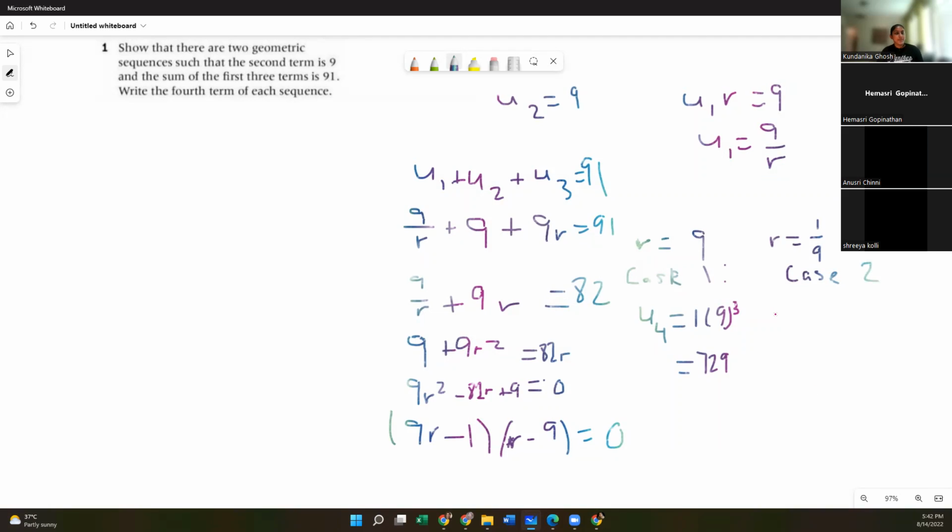Okay, for case 2, we do the same thing. So u sub 4 equals 1. Again, u sub 1 is 1, therefore, or sorry, u sub 1 is not 1 anymore in this case. U sub 1 is 9 over 1/9. So if you want to find what the value of that is, you just multiply by the reciprocal of the denominator. So you get 9 times 9 over 1, which is just 9 times 9, which is just 81. So that should be 81, not 1.